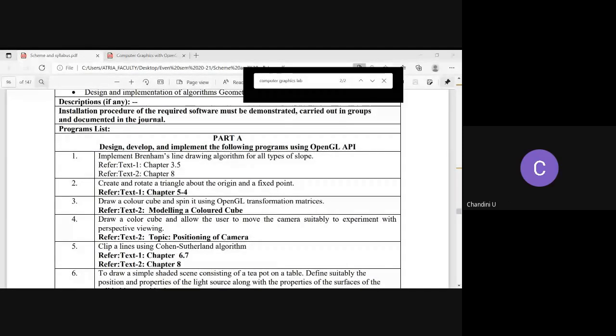So in the previous class we have seen the Bresenham line drawing algorithm program. Okay, your second program is to create and rotate a triangle about the origin and a fixed point. We have already seen rotation about the origin and rotation about some arbitrary or fixed point. We can just recollect that once again. Let us revise that portion now.